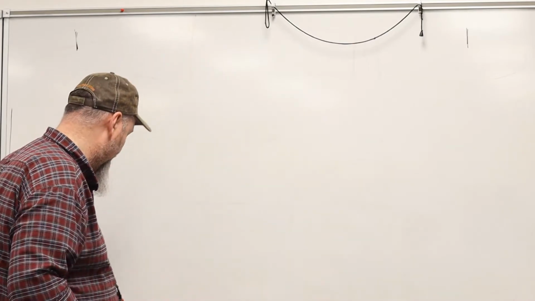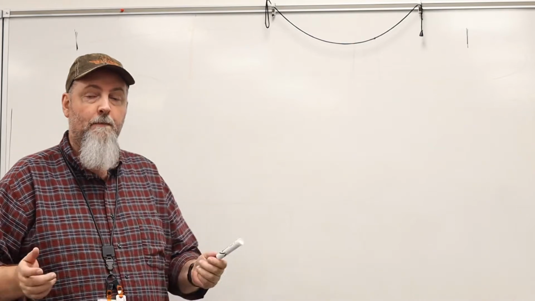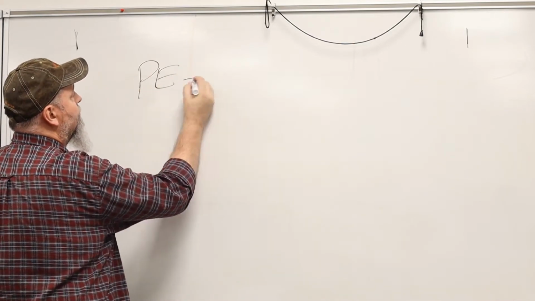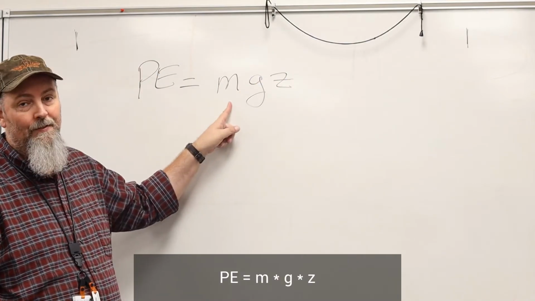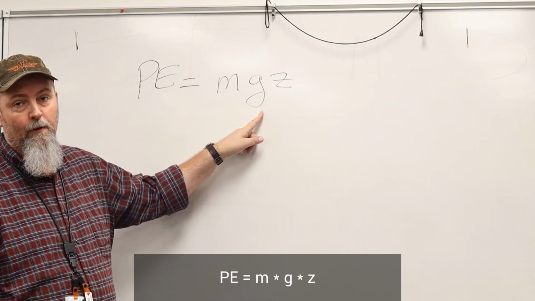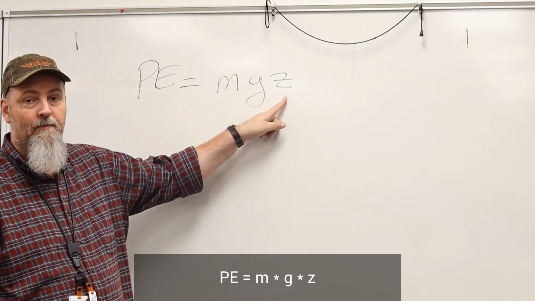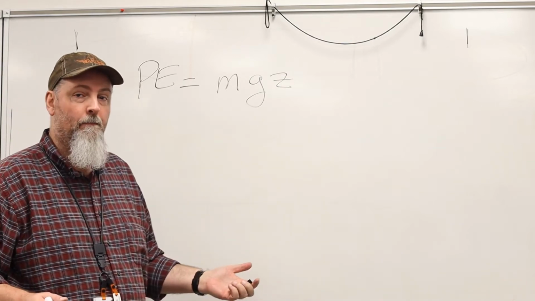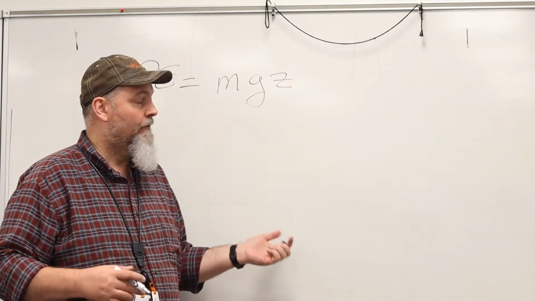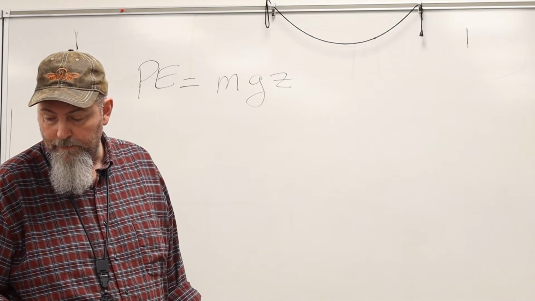All right, now let's look at potential energy. Once again, potential energy has an equation. The equation for potential energy is the mass times the acceleration due to gravity times height. Seems pretty easy. Let's pick some parameters, some terms, and solve a problem.